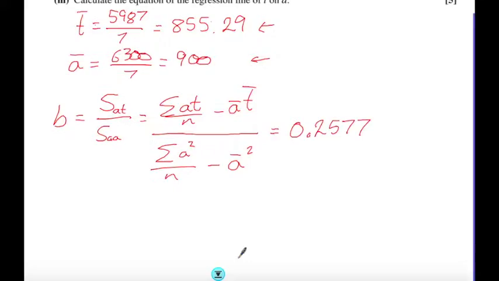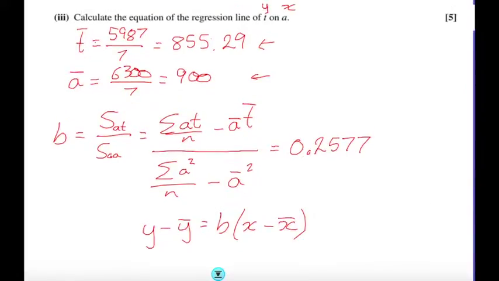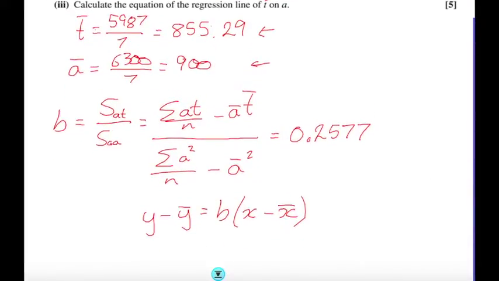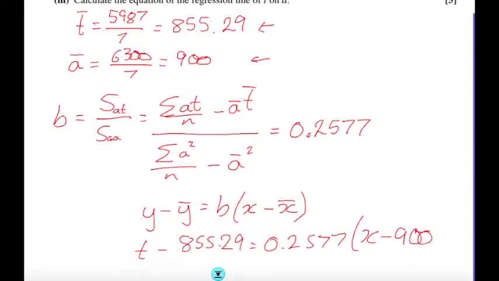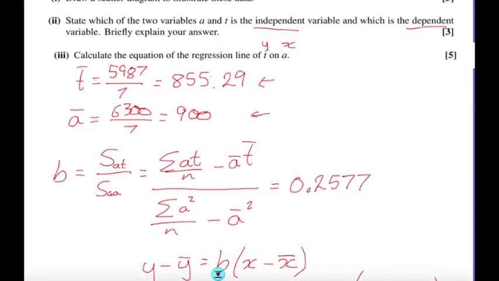Okay, so we've got the gradient of our line, and we know it goes through A bar, T bar. So you can use the equivalent of y minus y bar equals b times x minus x bar. We just have to remember in our case it's going to be t minus t bar, so t minus 855.29 equals b, which is 0.2577, times x minus x bar, so x minus 900. And they haven't asked us to give it in any special form, so I think we can leave it like that.